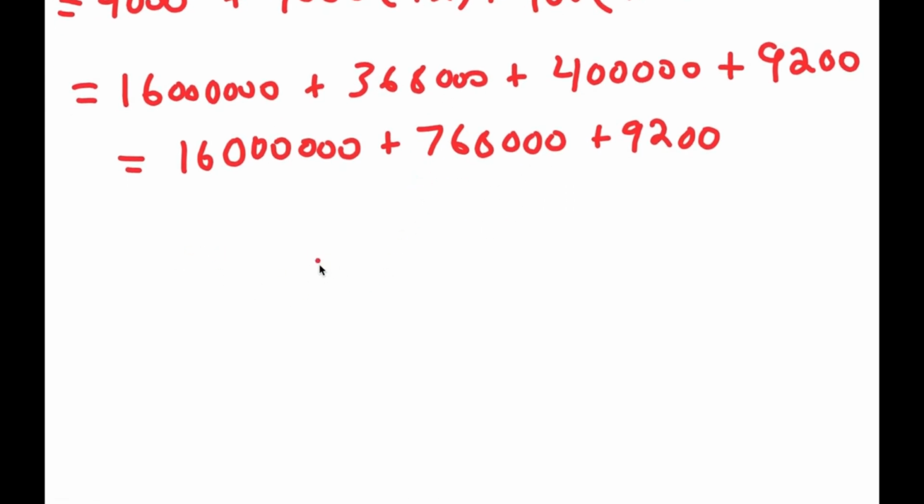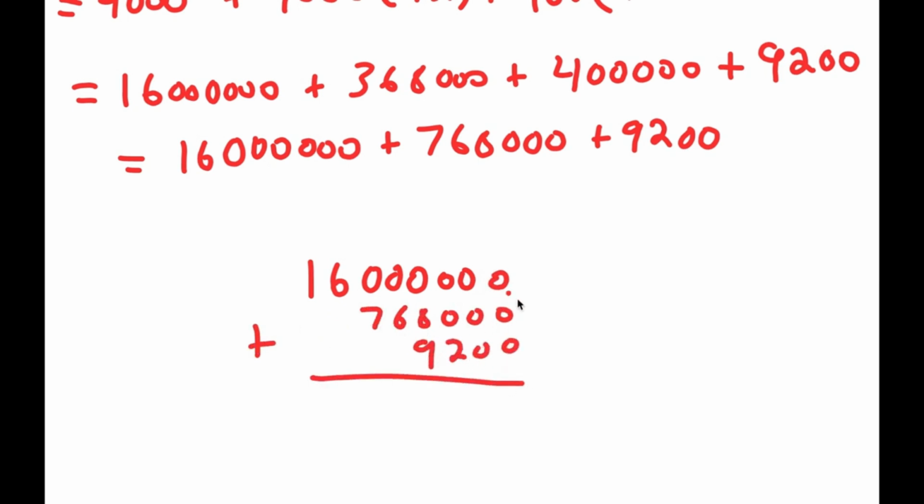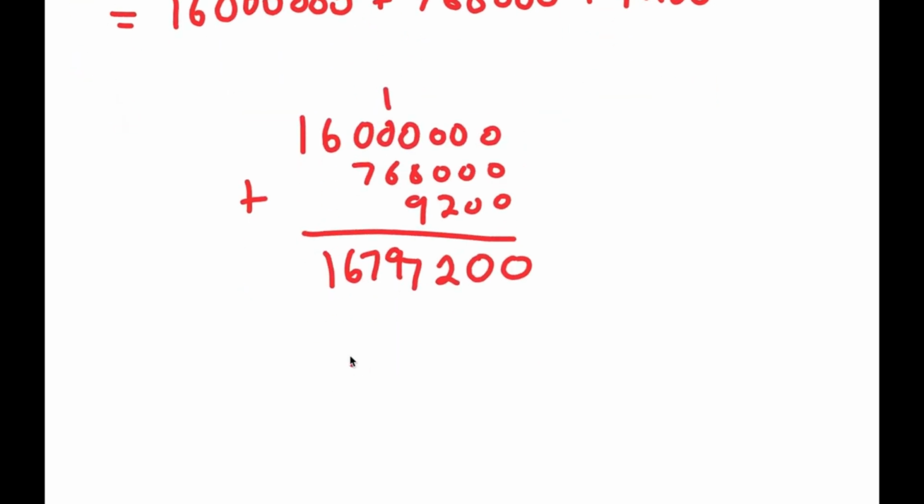This is all equal to 16 million plus 768,000 plus 9,200. Well, let's do it row by row. First row, 0 plus 0 plus 0 is 0. Second row, 0 plus 0 plus 0 is 0. Third row, 0 plus 0 plus 2 is 2. Fourth row, 0 plus 8 plus 9 is 17. We're going to carry the 1. Fifth row, 1 plus 0 plus 8 is 9. Sixth row, 0 plus 7 is 7. Seventh row, I just have 6. And eighth row, I have 1. So I get 16,797,200.